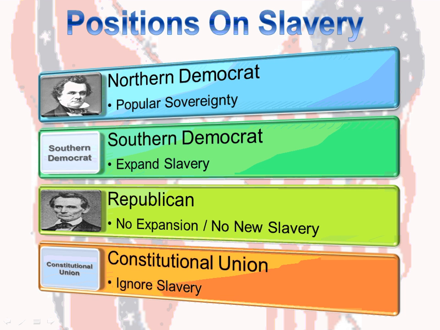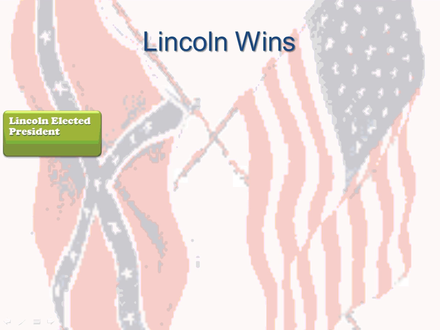Lincoln, do you think he got many votes in the South? No. Nope. Not at all. So, who wins? Who wins this election? Abraham Lincoln wins. He does. Abraham Lincoln wins this election, partially because he takes the North. And the North has more people, which results in more electoral votes. Yes. So, Lincoln is elected president.